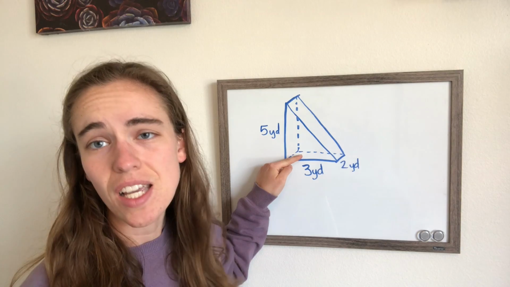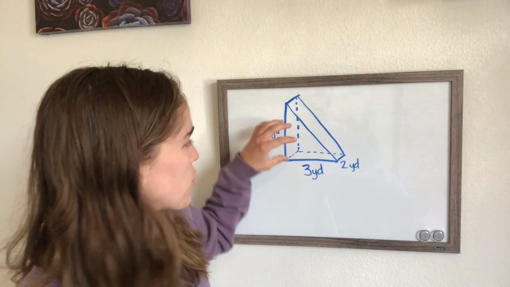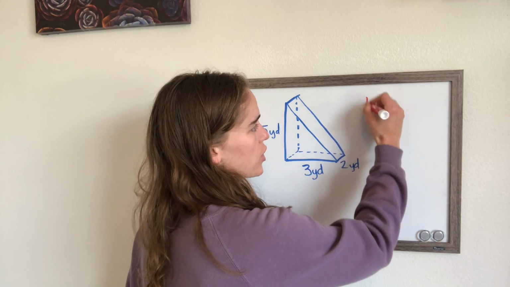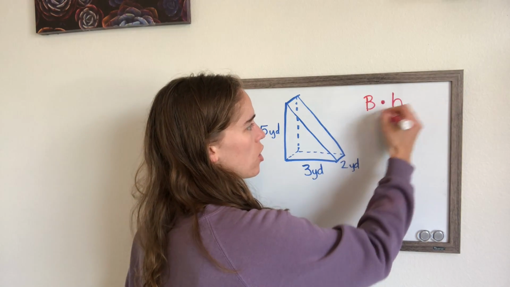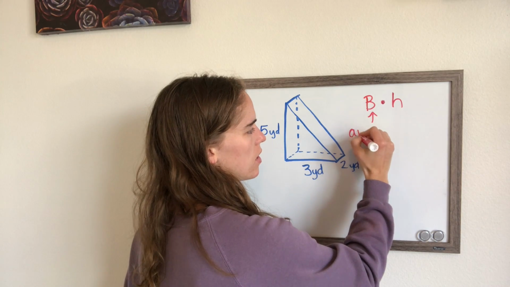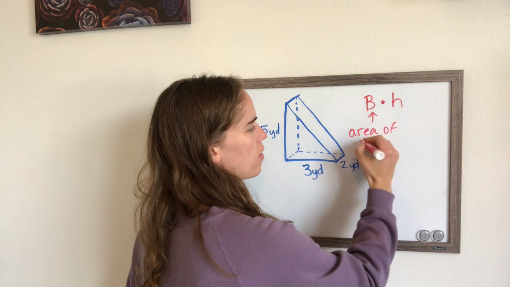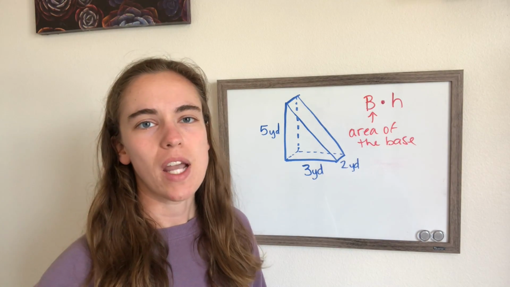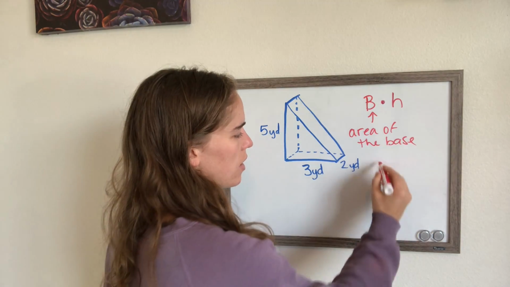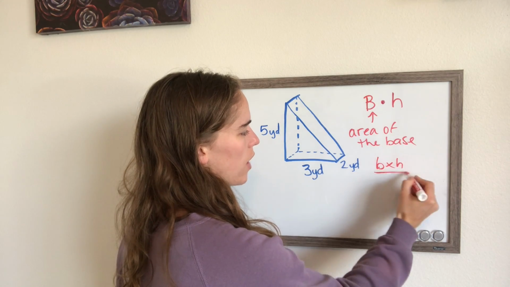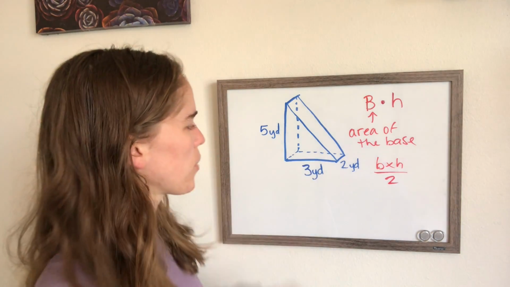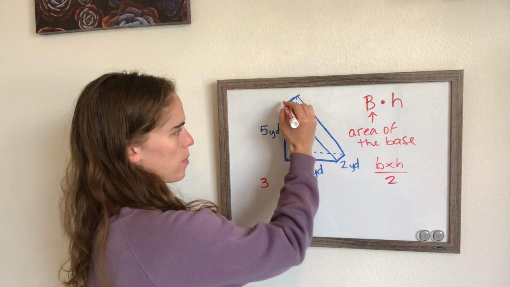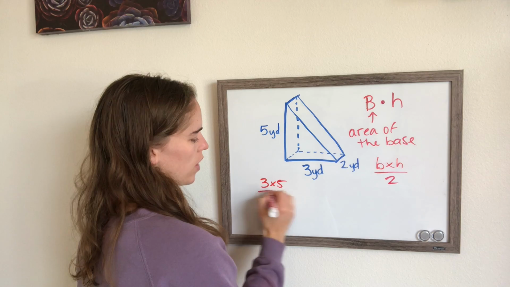Although it is sitting on a rectangle here, you have a triangle and a triangle on the opposite side. This means we're going to use our equation of capital B times H, where the capital B is the area of the base. So in this one, it's the area of that triangle. As a reminder, the area of a triangle is base times height divided by 2. So for this one, we're going to take the base of the triangle, which is 3. We're going to multiply it by the height, which is 5, and we're going to divide by 2.